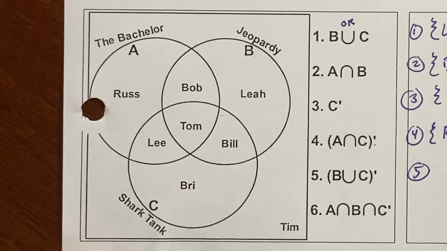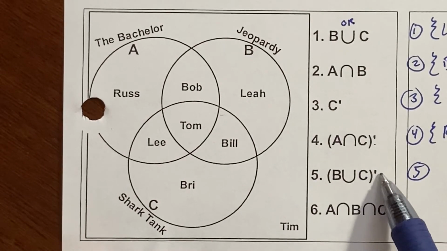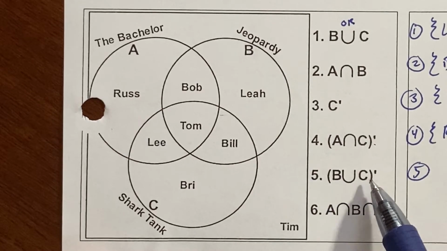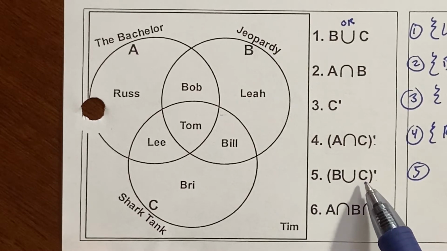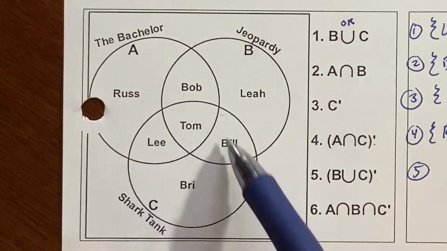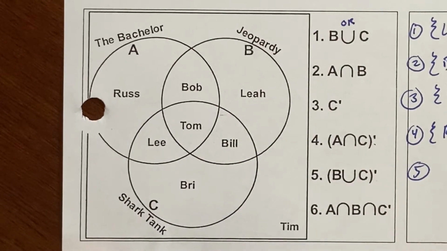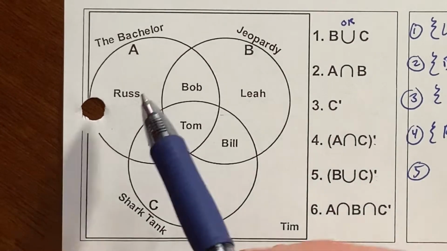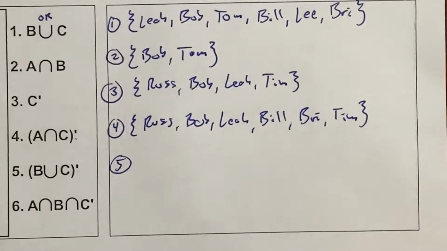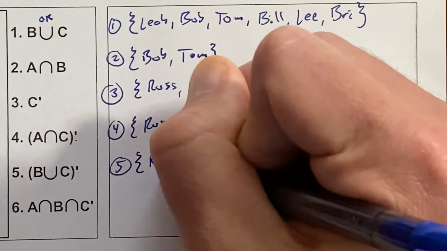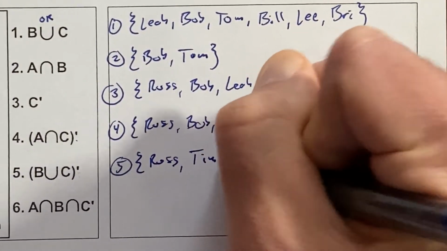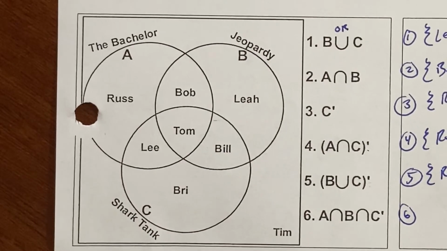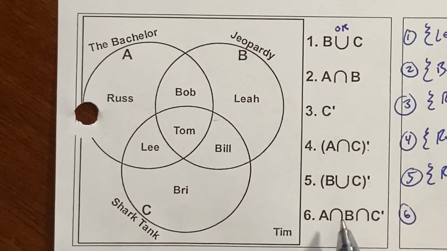Number 5, we got another not. All those who do not watch Jeopardy or Shark Tank. So everyone who does watch Jeopardy or Shark Tank would be all these people, everyone in those 2 circles. So we want the people that are not watching Jeopardy or Shark Tank. That's just Russ and Tim. Russ and Tim.